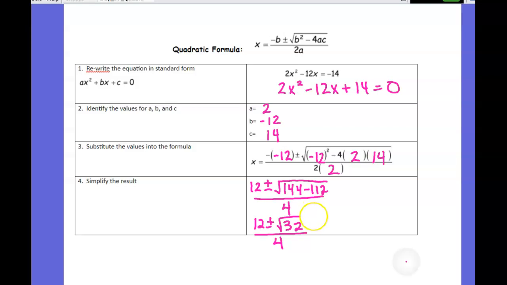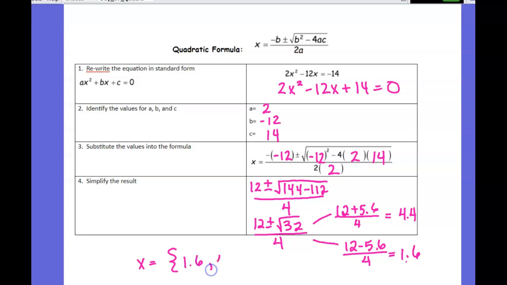So this is how we branch out to have 2 solutions. We're going to say 12 plus our 5.6 divided by 4, and then we're going to branch to 12 minus 5.6 divided by 4. Okay, so when we calculate the top one, we're going to get a solution of 4.4. All right, and then the bottom one will be the solution of 1.6. So our answers would be 1.6 and 4.4.